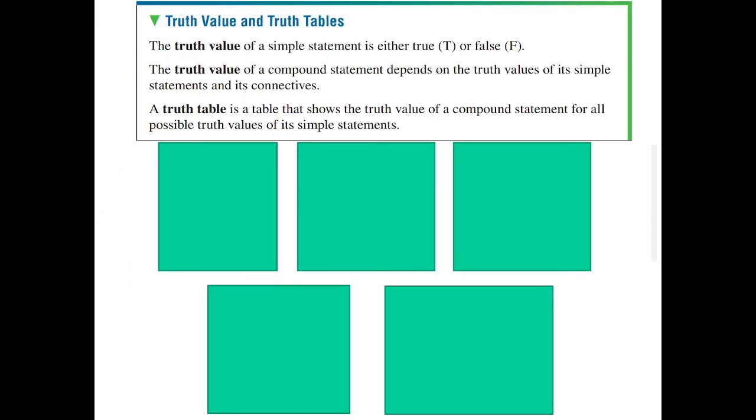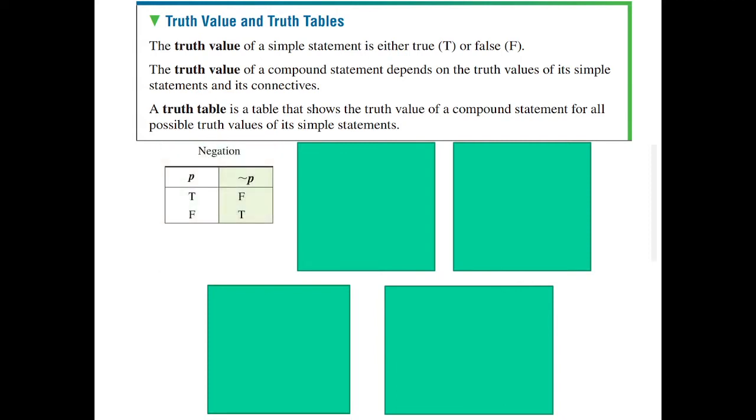Now, let's go to truth tables now. The truth value of a simple statement is either true or false. Again, the truth value is either true or false. The truth value of a compound statement depends on the truth values of its simple statements and its connectives. And the truth table is a table that shows the truth value of a compound statement for all possible truth values of simple statements. Now, later on, I will be teaching how to construct a truth table. But first, let's focus on our truth values for the negation.